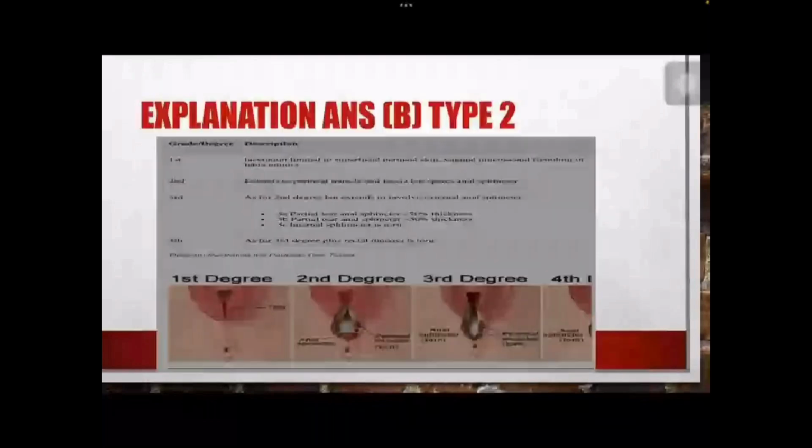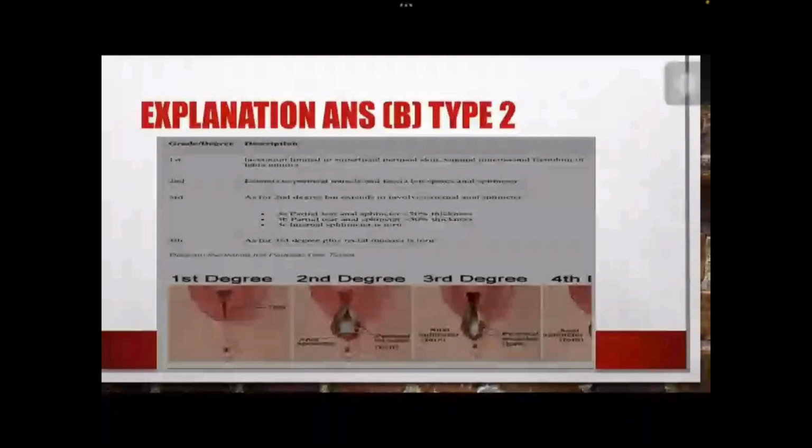So this is the grading system. First degree is up to the superficial perineal skin, that is, only the vaginal mucosa is involved. Second, the perineal muscle and fascia are involved, but the anal sphincter is not. Third degree is divided into three: 3A is a partial tear of the anal sphincter, less than 50% thickness. 3B is more than 50% thickness, and 3C is where the internal sphincter is torn. In fourth degree, the rectal mucosa is also involved. So this is very important. You have to mug up this table.